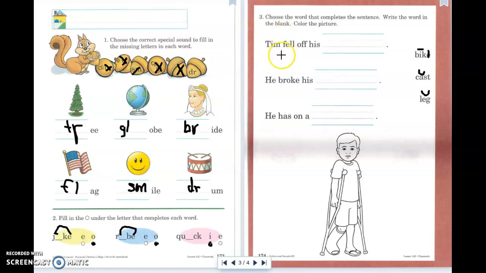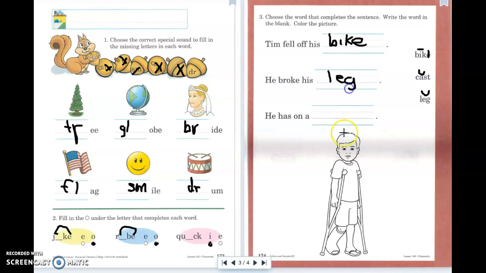So let's read the sentences. The first sentence is, Tim fell off his bike, cast, or leg. Well, obviously bike makes the most sense, so I need to write the word bike. Tim fell off his bike. All right, the next one. He, ooh, this word's long. Oak broke his, did he break his cast or his leg? Well, you can't break your cast, probably. Leg makes more sense, so I'm going to choose leg.